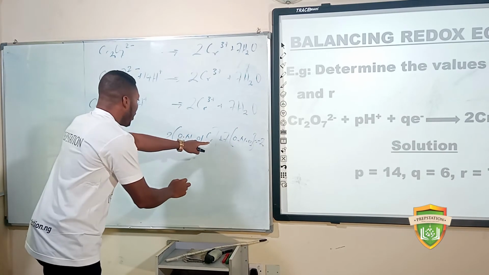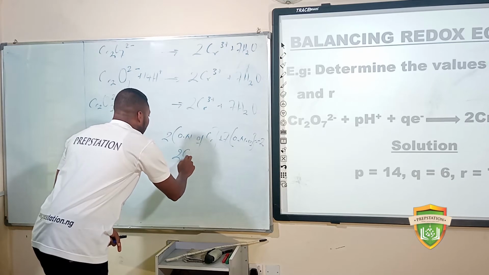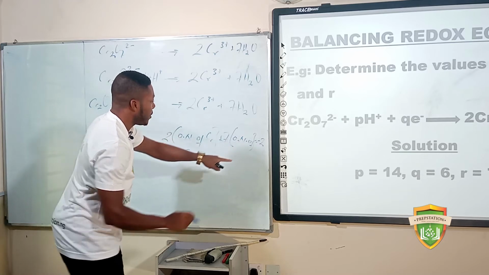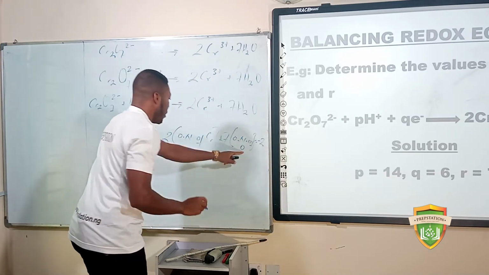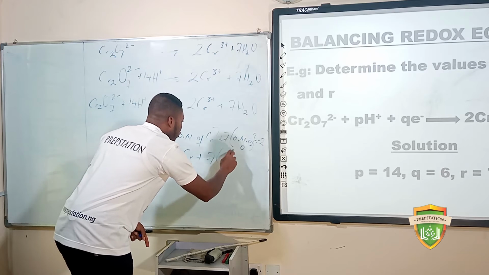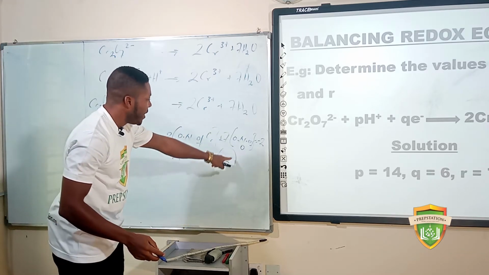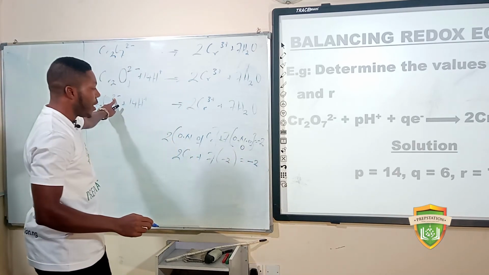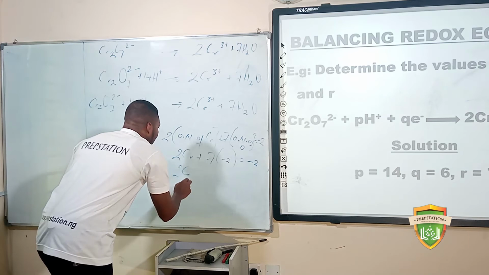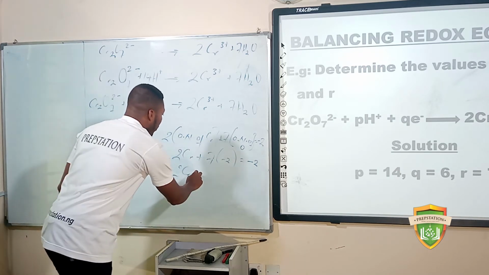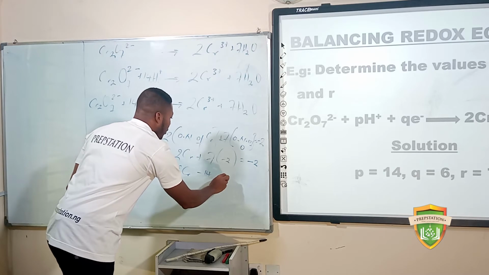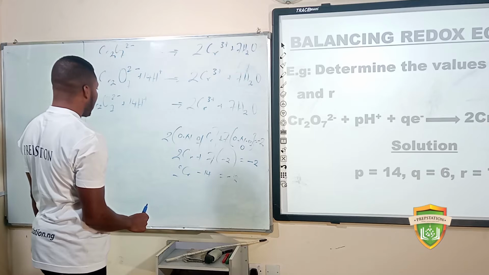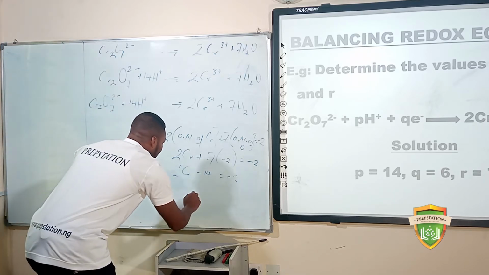So okay, we are looking for chromium. So 2 times chromium, which is 2R, plus 7 times minus 2. Minus 2 is the charge of oxygen. So we have here 2Cr plus 7 times minus 2, which is minus 14, equals minus 2. Okay, so let's get our R now.